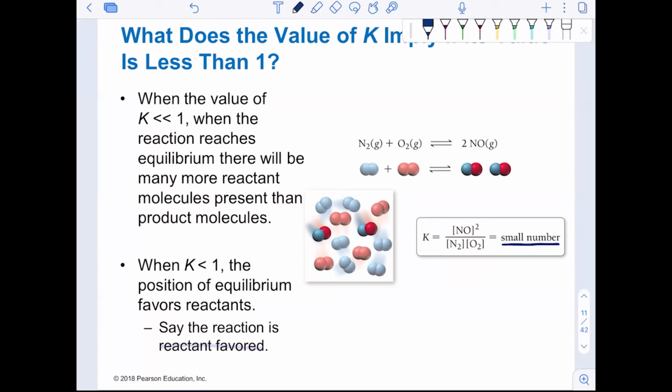Now, when we see a reaction like this, N2 and O2 combine to make 2 NO gas particles, a typical K is 4.1 times 10 to the negative 31. That negative exponent on the 10 tells us it's a very, very small number. And so that would be when the reactants are favored.